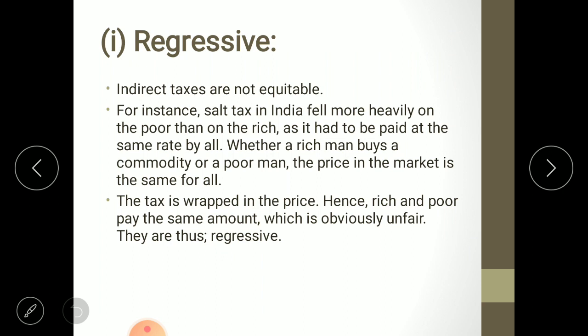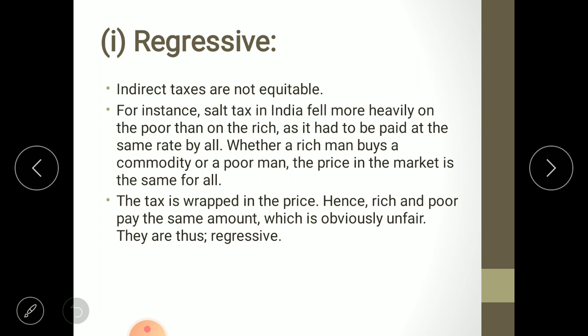Indirect taxes are not equitable. You may think that this is confusing because in the advantages we have seen that indirect taxes are equitable, but here it is written that indirect taxes are not equitable. Well, that is a matter of perspective, of viewpoint. Let us see from which viewpoint indirect taxes are regressive.